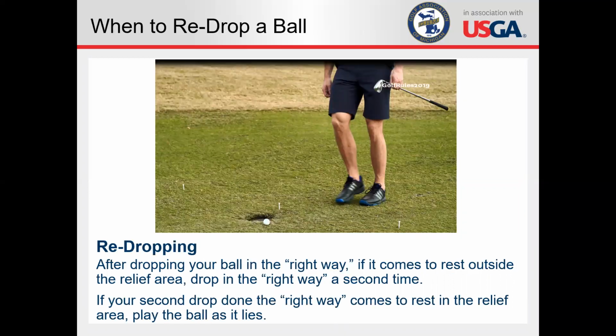So again, this is kind of the same thing. The player is going to take relief. They drop, it rolls closer than that tee in the middle there, which is their nearest point of complete relief, which is the reference point in this case. So if it goes closer to the hole than that reference point or outside of the relief area, they're going to redrop the second time. They drop again. If the same thing happens, they place.